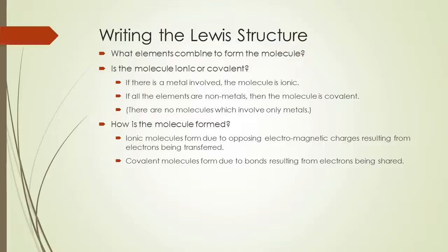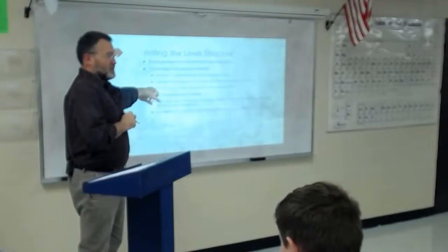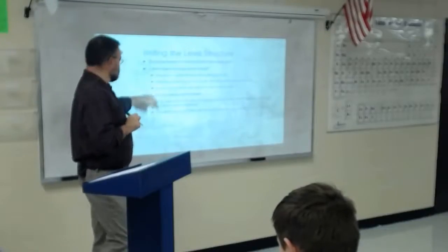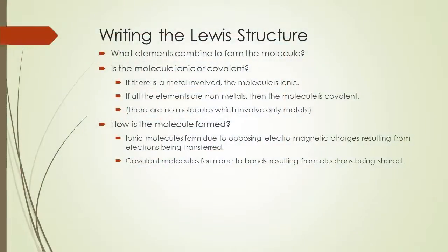Now, if all the elements are nonmetals, then it's covalent. Okay? If everything is a nonmetal, then they bond by using little bond lines, sharing electrons. And I made this note down here: there are no molecules which involve only metals. There are only molecules that involve metals and nonmetals, which are ionic, or nonmetals only, which are covalent. There are no metal-metal molecules.